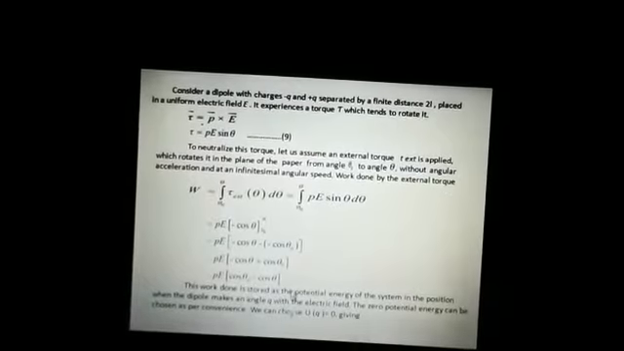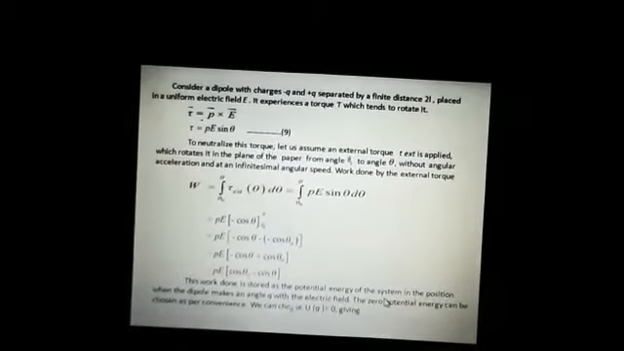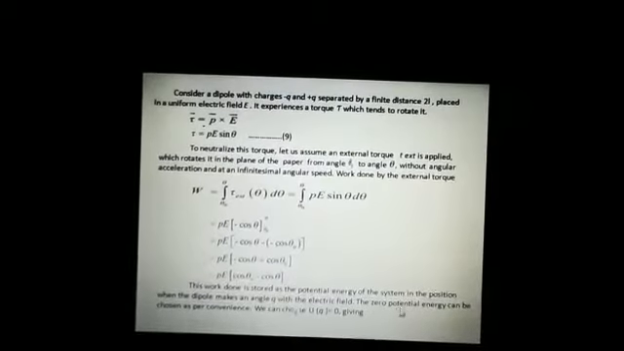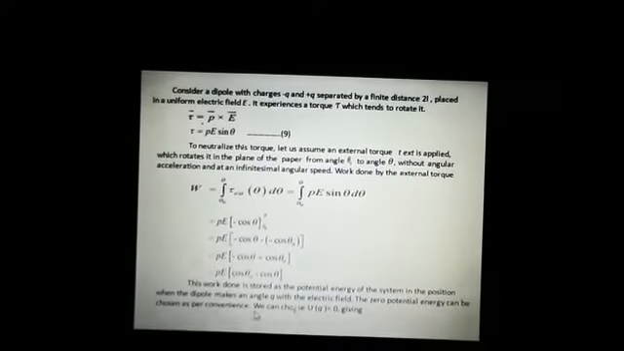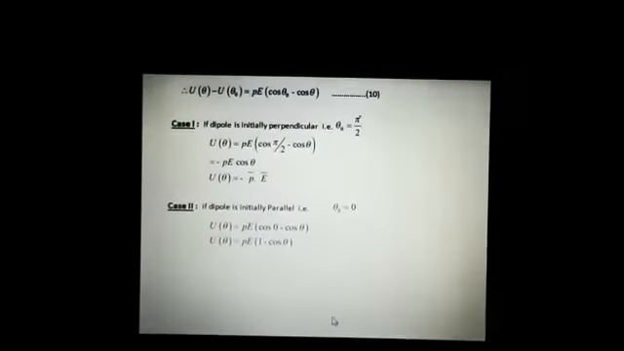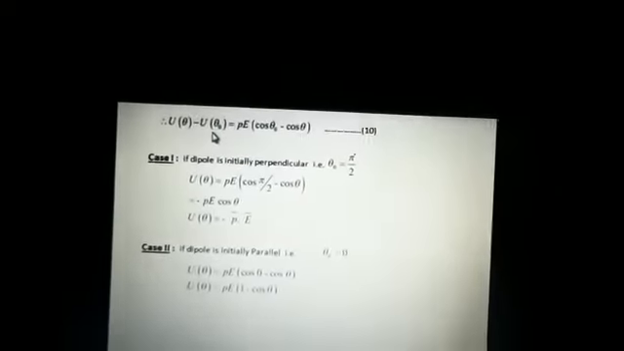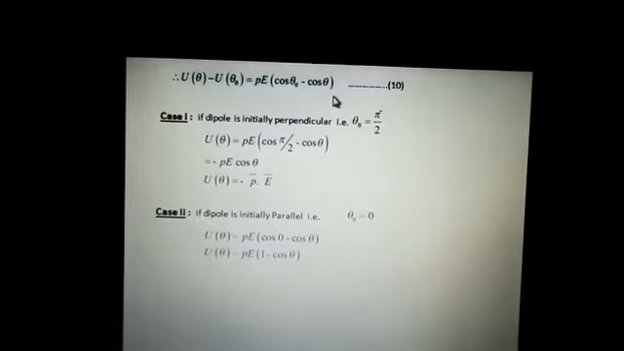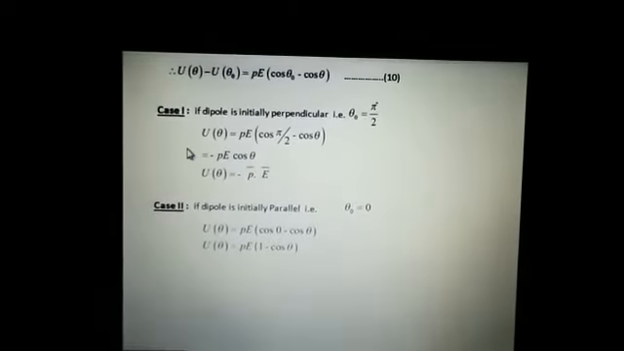This work done is stored in the form of potential energy of the system in the position when the dipole makes an angle theta with the electric field. The potential energy can be chosen as per convenience. We choose theta 0, giving that energy U(theta) minus U(theta 0) equal to P E into cos theta 0 minus cos theta. This is the total potential energy.